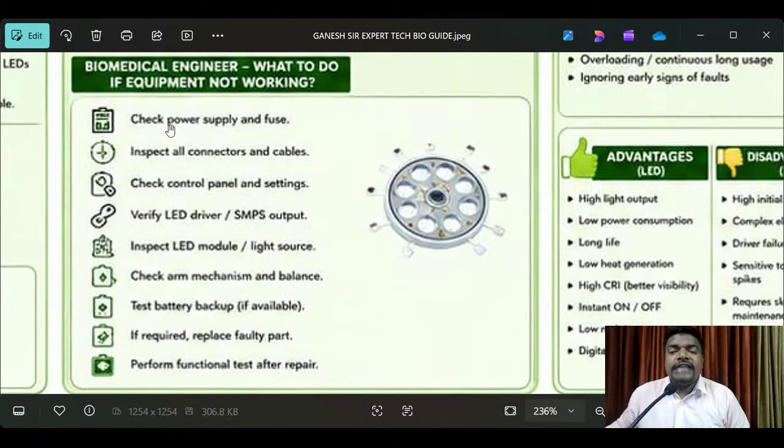Now, biomedical engineer, what to do if equipment is not working? First of all, check the power supply and fuse, which is very, very important. Why check power supply and fuse? Because the MCB also sometimes trips out. The fuse is a protection device, which is why it is placed in that area. That way the complete OT light does not get damaged. Understand? So the issue stops right there.